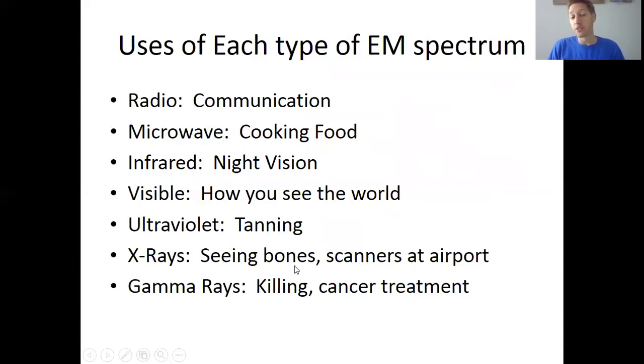X-ray, again, we use these things for seeing bones. Scanners at airports too, we look through. Gamma rays, pretty much killing cancer treatment. We can make photons have so much energy that we just fire them at some place in the body and destroy whatever hits right there.